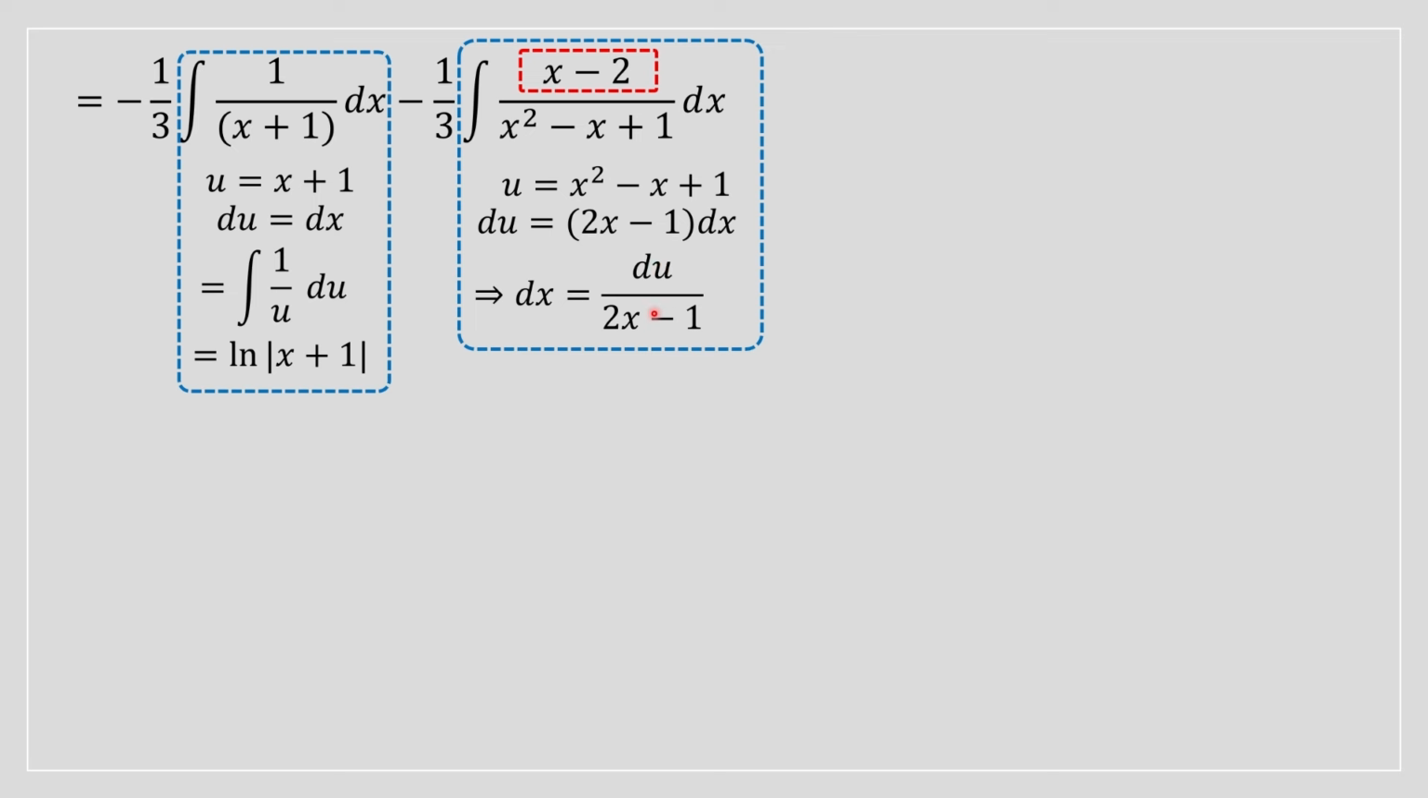Now we need to eliminate this x minus 2, but we have du divided by 2x minus 1. When we substitute this in, you can't really do anything at this point because the terms are not going to cancel out. So you need to manipulate the numerator so it looks exactly like this, so it can cancel out. The trick we're going to apply is some manipulation of the numerator. We're going to rewrite x minus 2 so that we have a 2x minus 1.